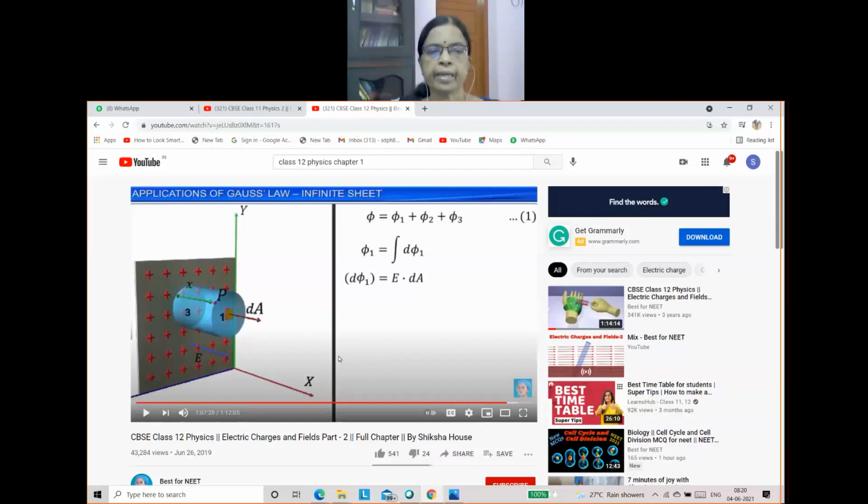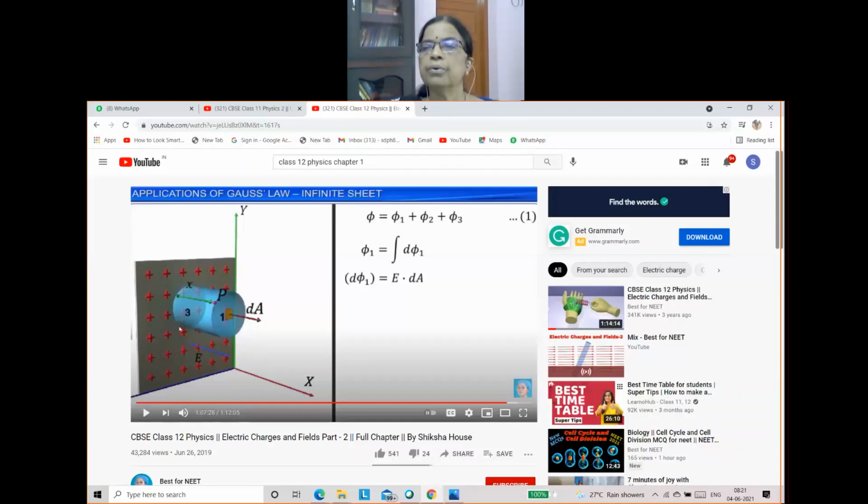Children? Yes, teacher. Okay. Here is a small area dA, with the area vector along the outward drawn normal. The electric field of a positive charge is also outward, so the angle between them becomes 0. So E into integral dA, and integral dA is A. So E into A will be the flux through the first surface. Similarly, the second surface also gives E into A. So the total flux passing through the two flat surfaces will be 2 into E into A. But you know, for the curved surface, flux is equal to 0.